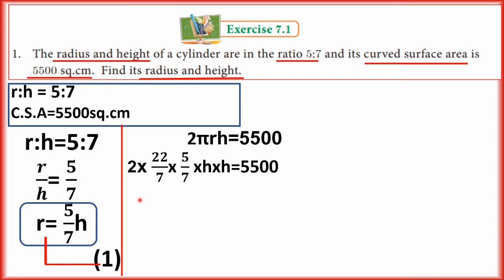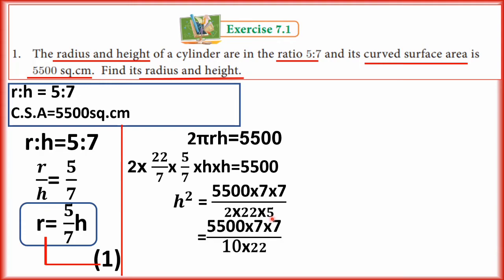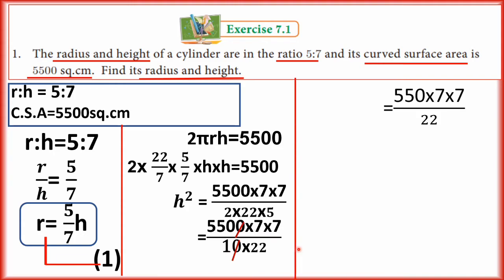Instead of R, you substitute this 5/7 into H equal to 5500. Multiply these two like terms, H into H, H square. Then take these numbers to the right hand side. What happened? This denominator goes to the numerator and the numbers in the numerator come to the denominator. First you multiply this 2 and 5. 2 5s are 10. First cancel this 0. We get H square equal to like this.